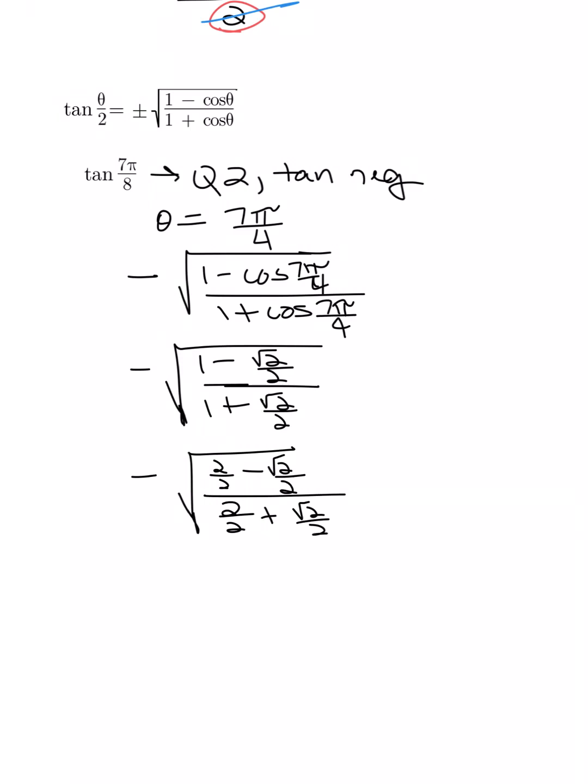Now that we have common denominators, we can actually subtract the fractions in the numerator and add the fractions in the denominator. The numerator inside our square root will become 2 minus the square root of 2 over 2. The denominator will become 2 plus square root of 2 over 2. And all of that's inside your square root symbol.